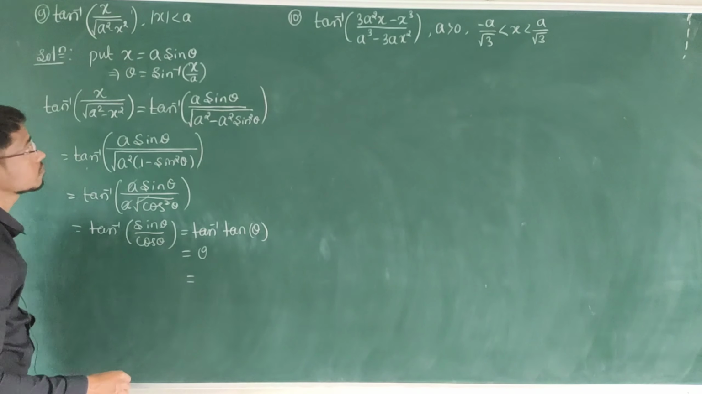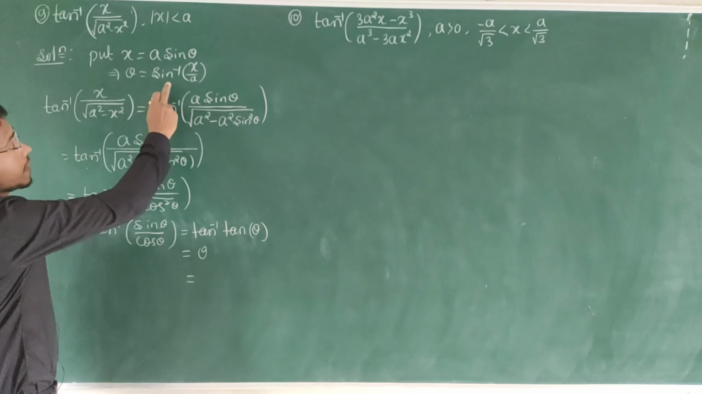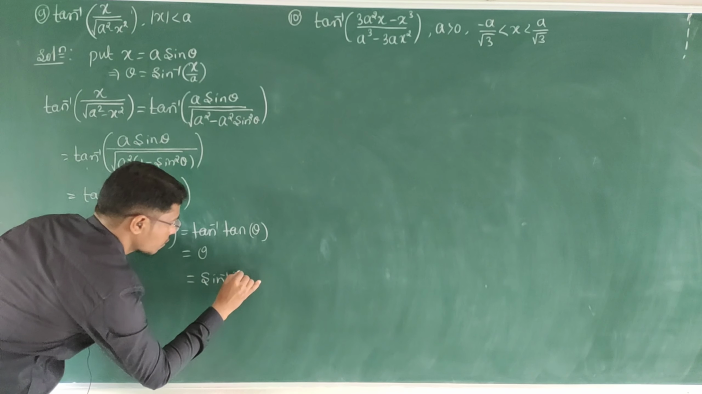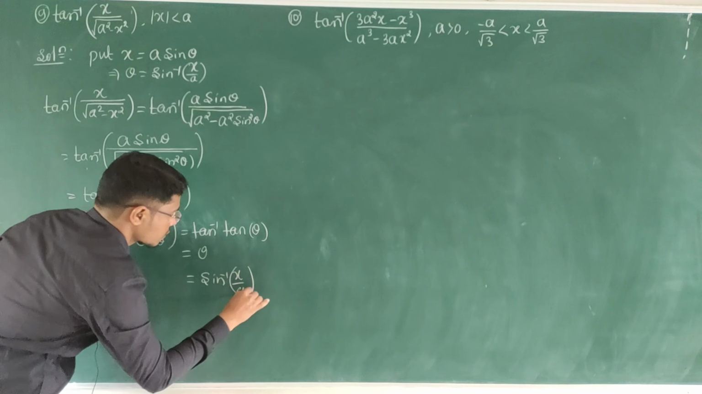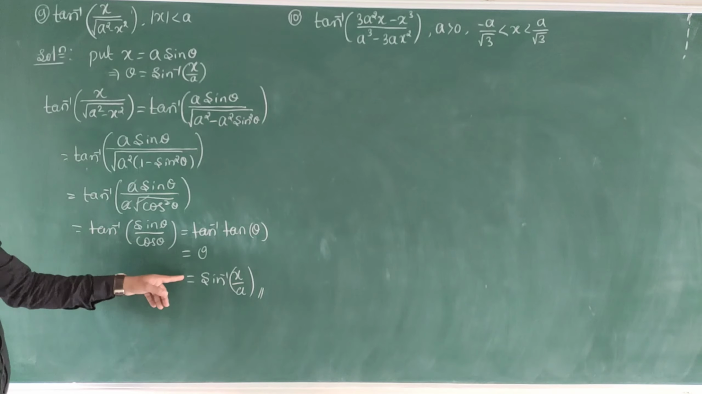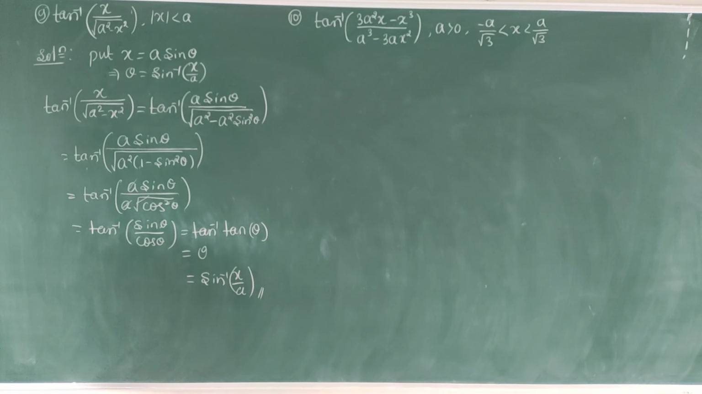So what is theta? Theta is sin inverse of x by a. So the simplest form of this is sin inverse of x divided by a.